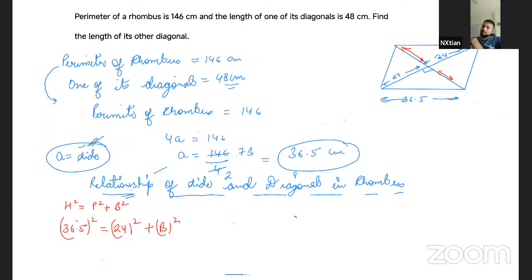Okay, I'll solve this. Yes, we have to find B also, right? Only the value of B, not the whole square. Okay, let me work it out. 36.5 into 36.5, let me check. It will become 1332.25 is equal to 576 plus B square.